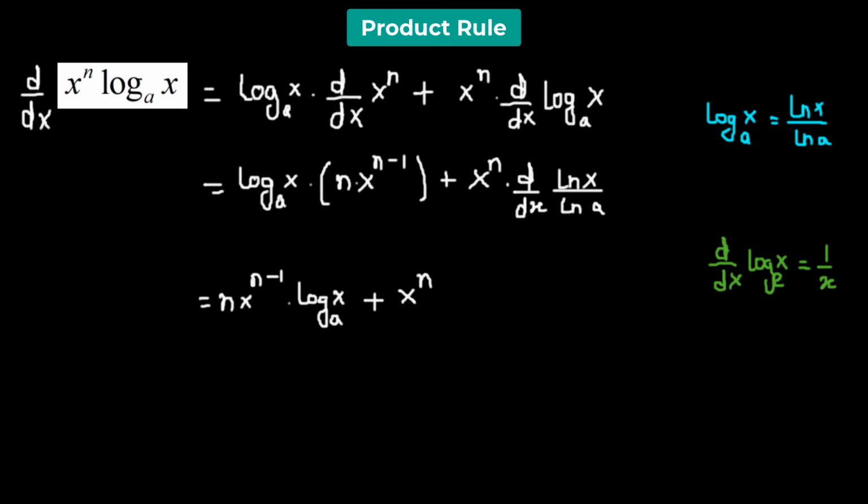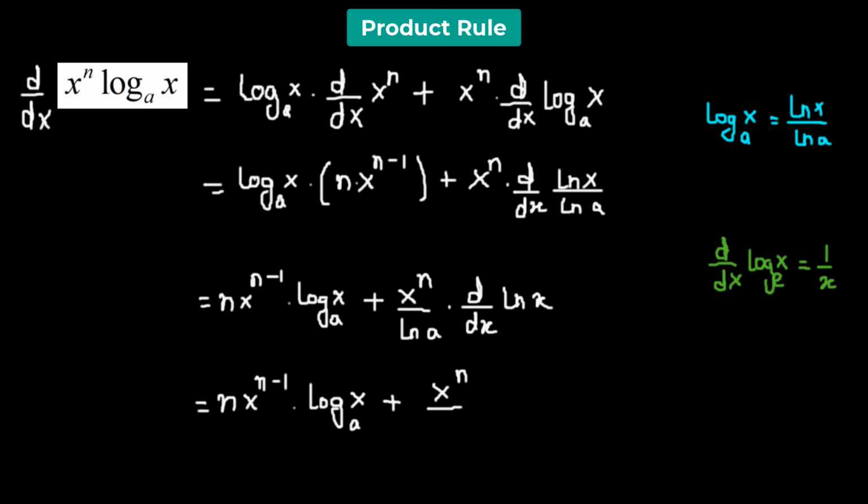Now we have 1 over log of a, so that is a constant, so that can be taken out of the derivative. So we have x raised to the power of n divided by the natural log of a times the derivative of the natural log of x. So the final answer will be n times x raised to the power of n minus 1 times log of x to the base of a plus x raised to the power of n divided by natural log of a times the derivative of the natural log of x, which is going to be 1 over x.